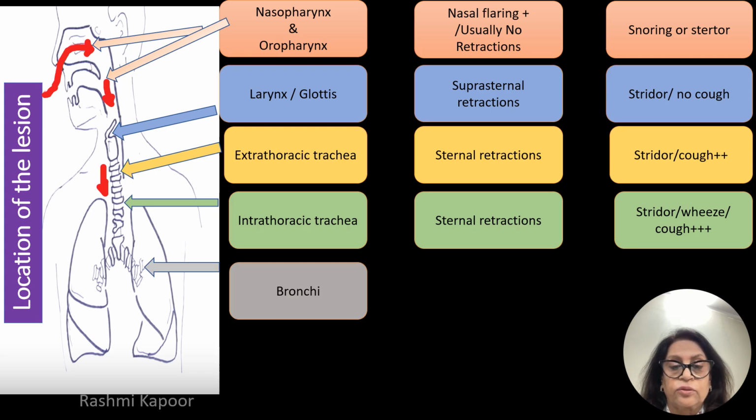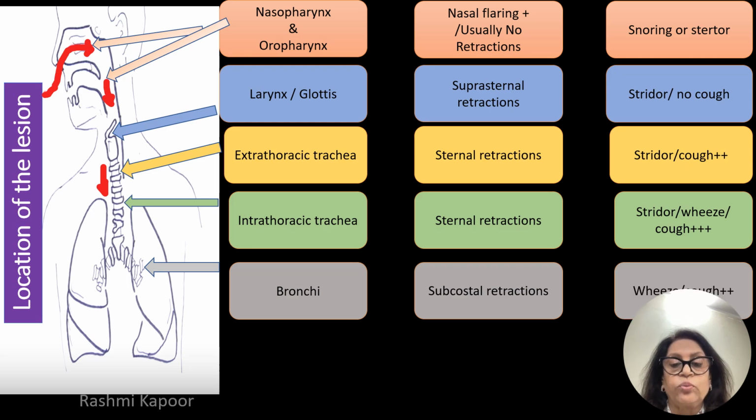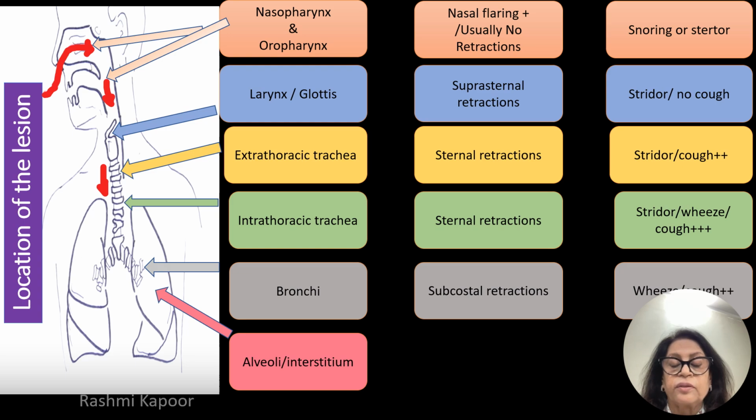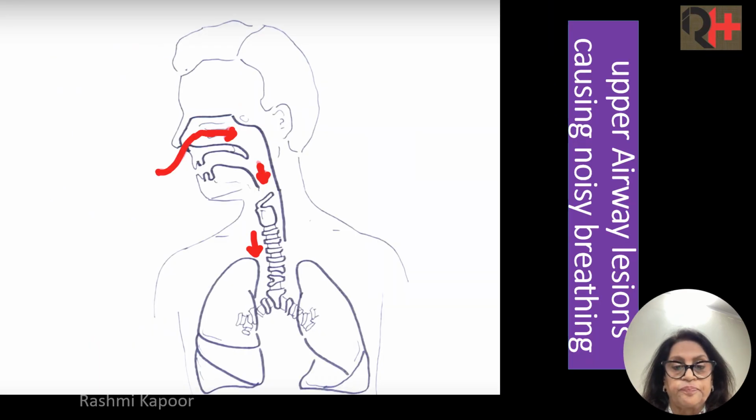All three can occur together. If the obstruction is in the bronchi, there will be subcostal retraction and there will be wheeze and cough. If the obstruction is in the alveoli or the interstitium, there will be intercostal retraction and there will be grunting.